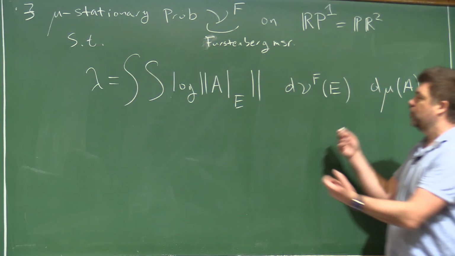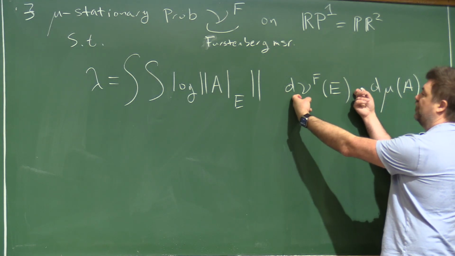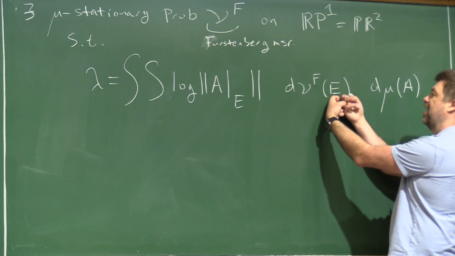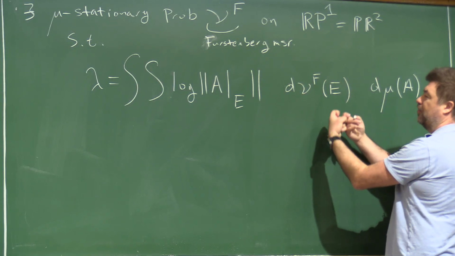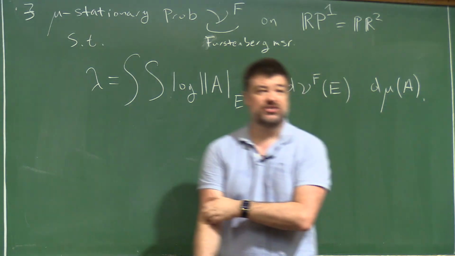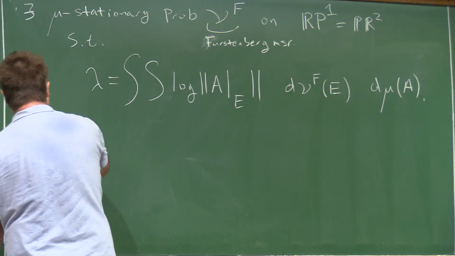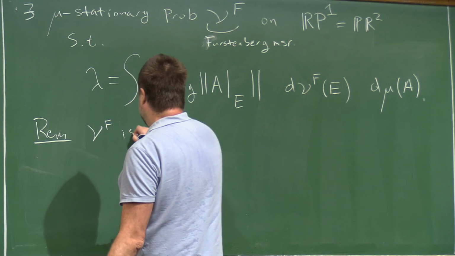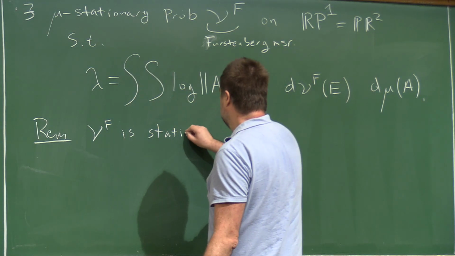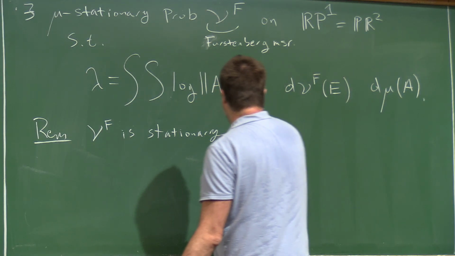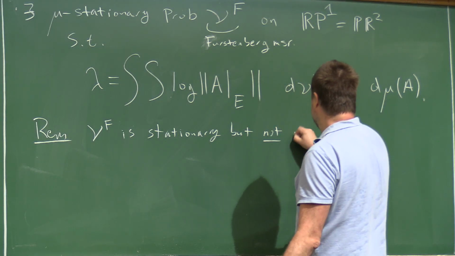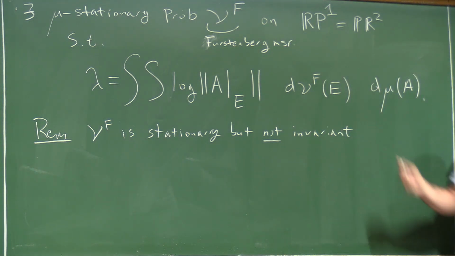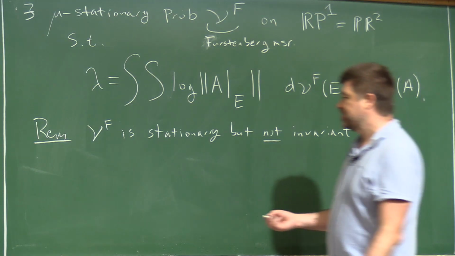what the Furstenberg measure does is it sort of witnesses the top Lyapunov exponent. So all the norm growth comes from, for each generator, you see what it does relative to this measure, and then you average over elements of the generator. And one remark is that nu F is stationary, but not invariant, which, if you know what the invariance principle is, you kind of know why it can't be invariant.